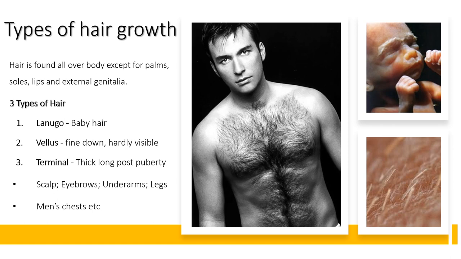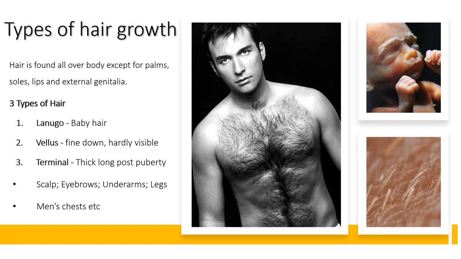Types of hair growth. Hairs are found all over the body, except for the palms, the soles of the feet, the lips, and the external genitalia. The types of hair that we have on the body, we've got three types. Lanugo is the hair that we have inside the womb, or inside the uterus, as the baby's growing. Quite often most babies don't have any hair all over their body when they are born, but they might have a very fine little baby hair that's all over the body that sheds within the first few weeks of life.